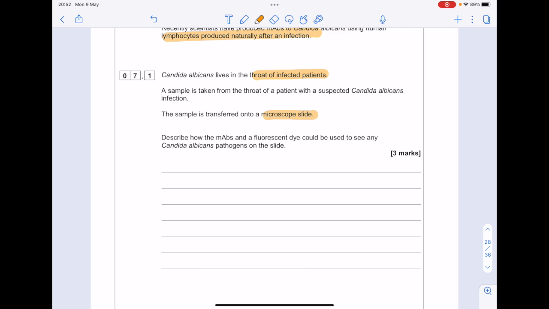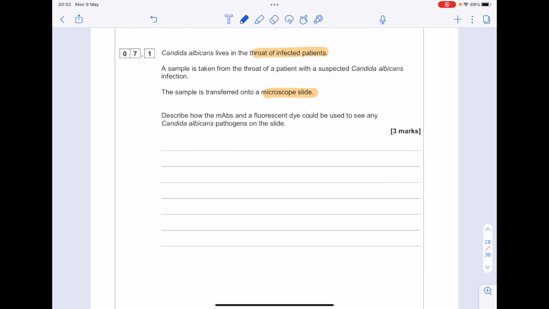Describe how the monoclonal antibodies and the fluorescent dye could be used to see any Candida albicans pathogens on the slide. So how is this going to work? Well, first of all, we use that dye in order to identify the antibodies. What do the antibodies attach to? Well, they'll attach to the antigens on that Candida albicans. So the monoclonal antibodies attach to antigens, which remember is the marker on the pathogen.